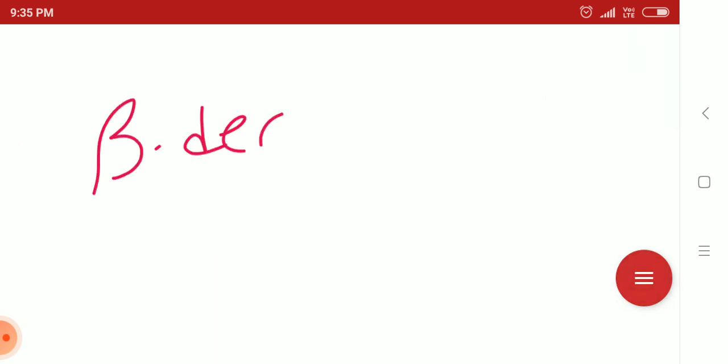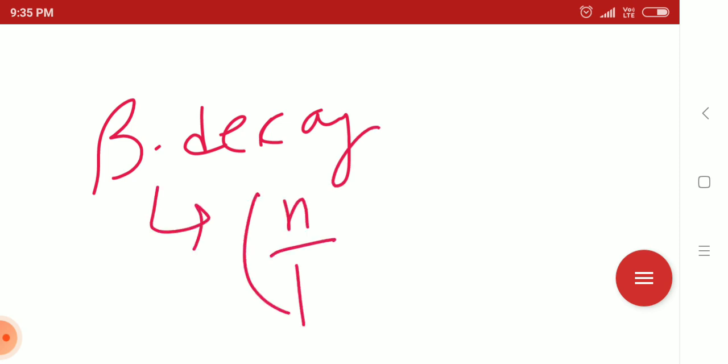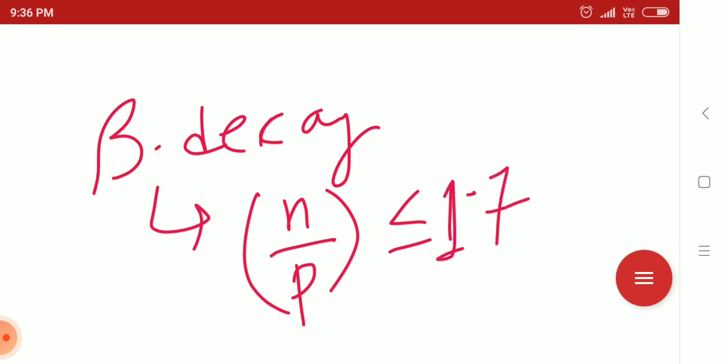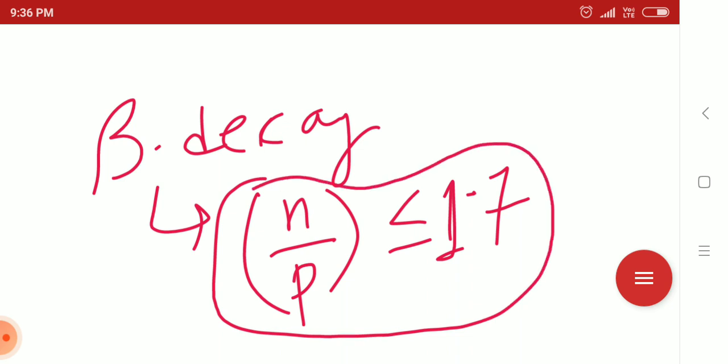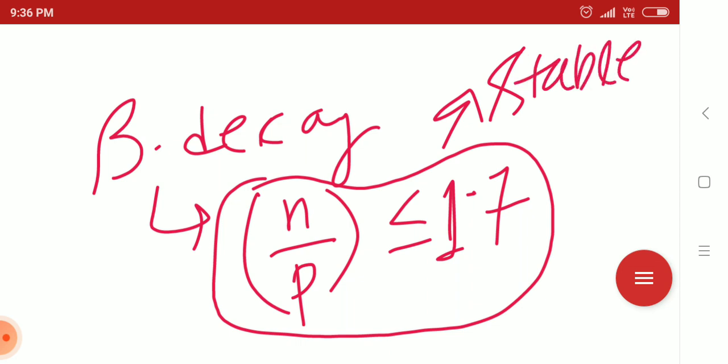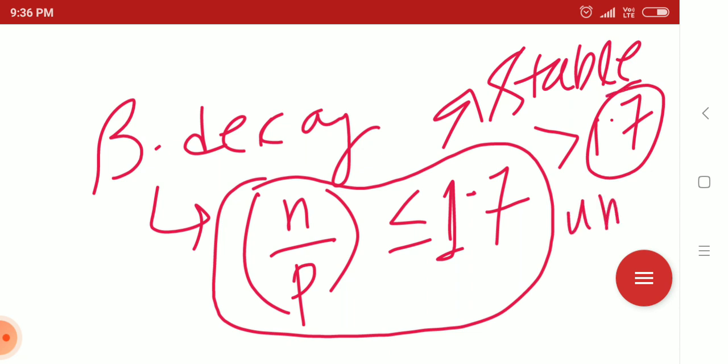Whenever beta decay occurs, a necessary condition for stable beta decay is that the neutron by proton ratio must be less than or equal to 1.7. Whenever the neutron by proton ratio of a nucleus is less than or equal to 1.7, then the beta decay is stable, and whenever it is greater than 1.7, then it is unstable. Anyway, that's not our topic of discussion today.